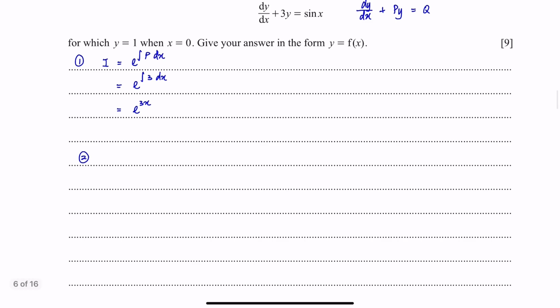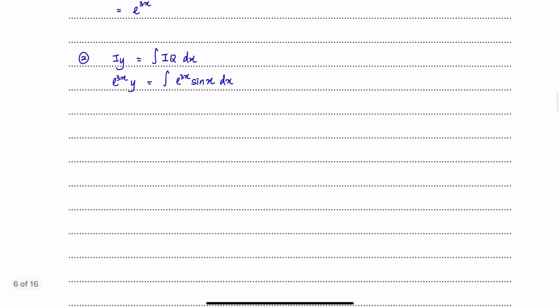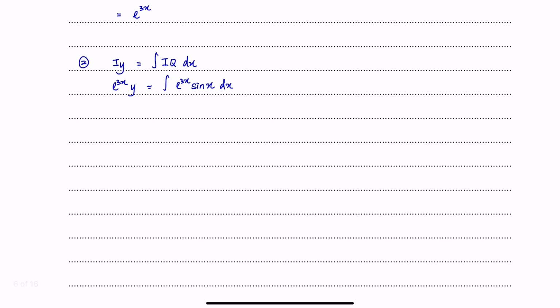Second step, we write IY equals the integration of IQ. So IY is e to the 3x times y, equals the integration of e to the 3x times sine x. So how do we integrate e to the 3x times sine x? Okay, so I would use integration by parts, but it will be slightly different from what we normally do.